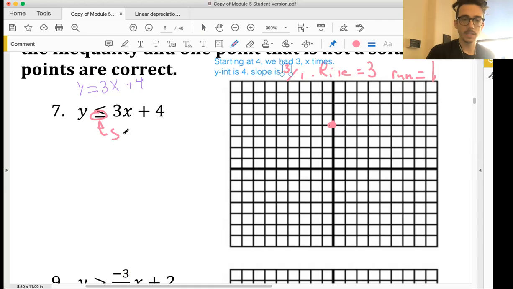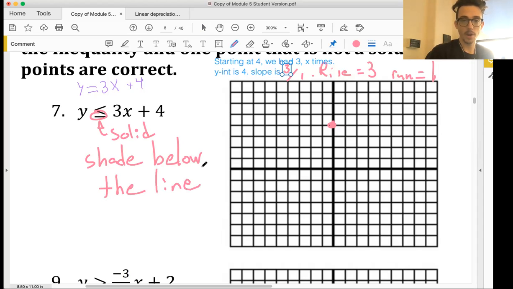Hopefully you're saying solid. So there's no dash. And then maybe another question to ask is, where are we going to shade? If y is less than all of this, hopefully you're saying that we're going to shade below the line. These are two characteristics that I think are important. I know I kind of set up here, the y-intercept's important, the slope's important, but these are also two very important characteristics. Okay, sound good?